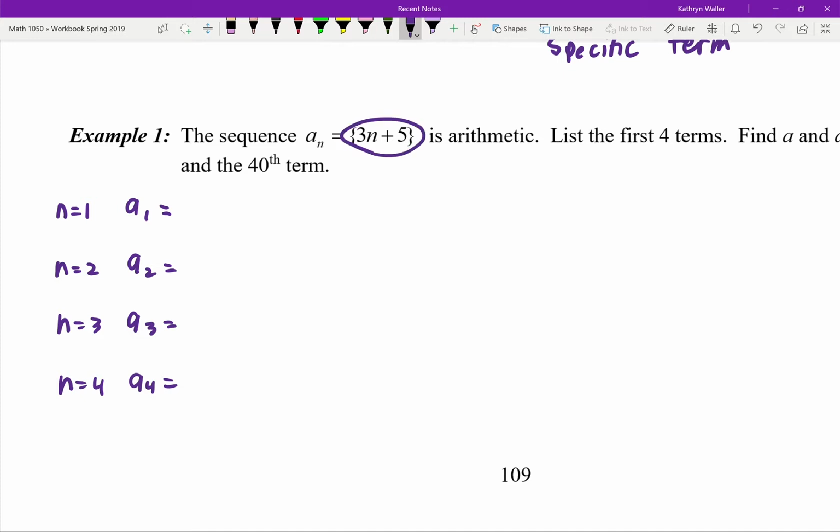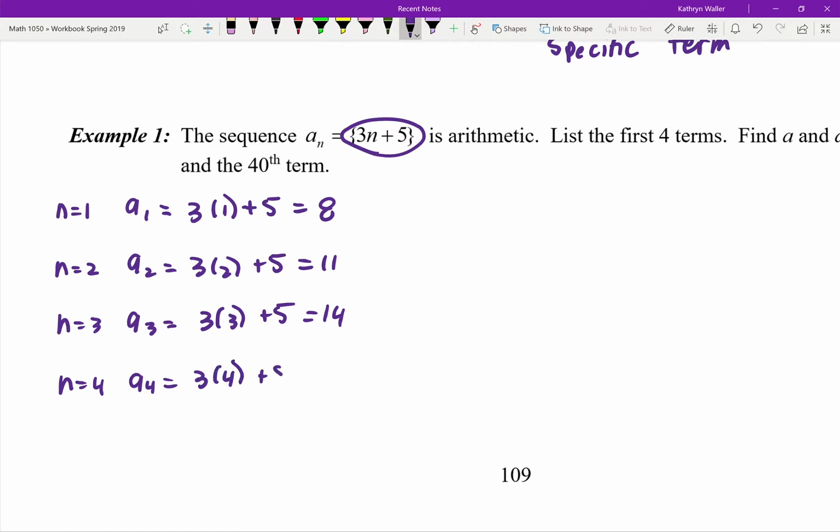So the sweet thing is they give you a formula. So this is just 3 times 1 plus 5 because n is 1. And that gives you 8. Now n is 2. So it's just 3 times 2 plus 5. That's 6 plus 5, which is 11. The next one, 3 times 3 plus 5. That's 9 plus 5, which is 14. This is 3 times 4 plus 5. That's 12 plus 5, which gives you 17. So the first 4 terms, you really should write them like this: 8, 11, 14, 17.